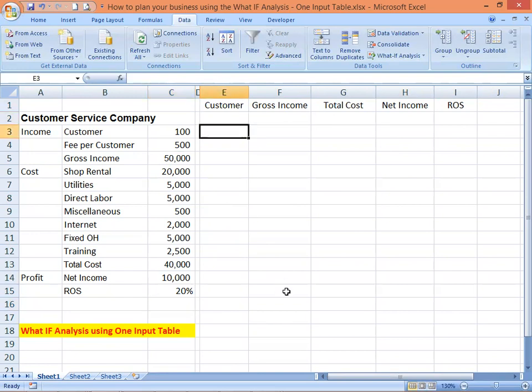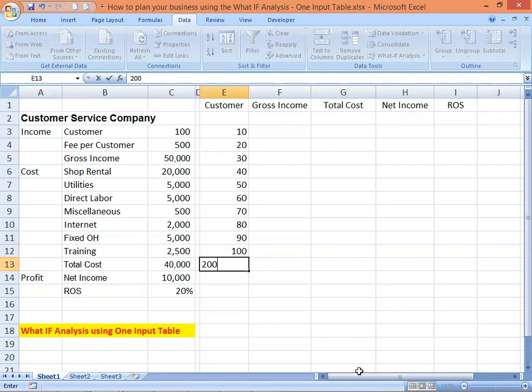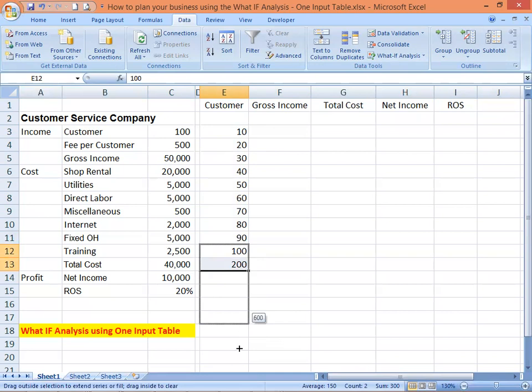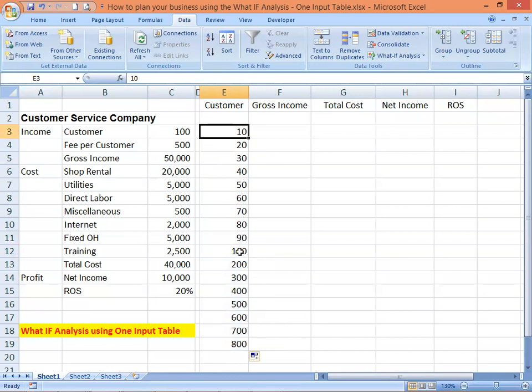So let's start with 10 customers first, then 20 customers. To make it faster, I'll just copy it down to 100 customers. Make it bigger to 200. Again, copy it down all the way to 800. Actually, you can make it 1, 2, 3, 4, 5, 6, but it will be a longer list, and the analysis table would be longer. So I just make it a bit shorter by grouping it by tens and then by hundreds.